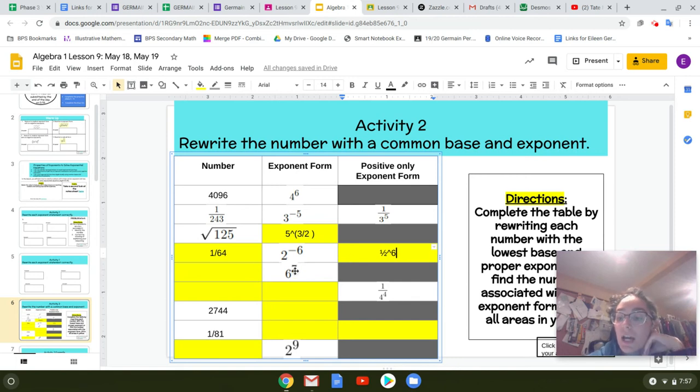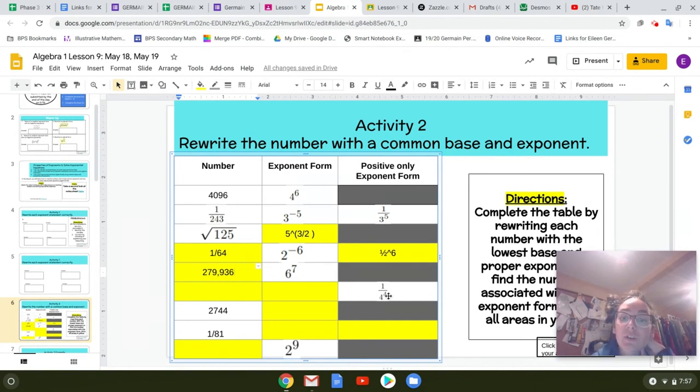Now this isn't too bad. All you need to do is in your calculator, you need to type in 6 to the 7th power. This will get you the number 279,936.